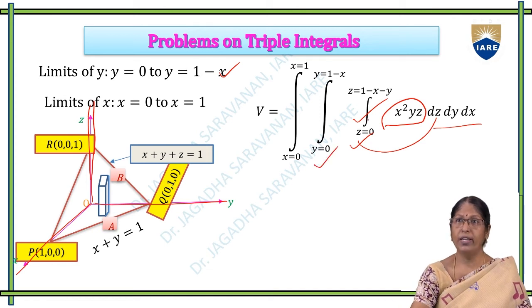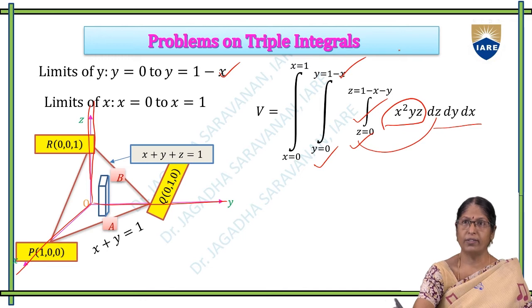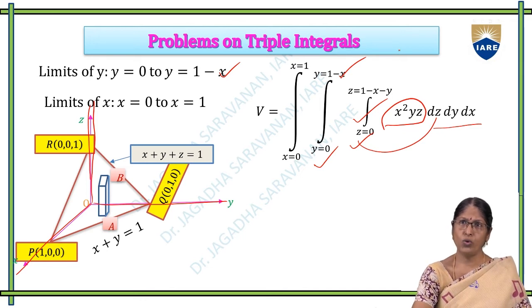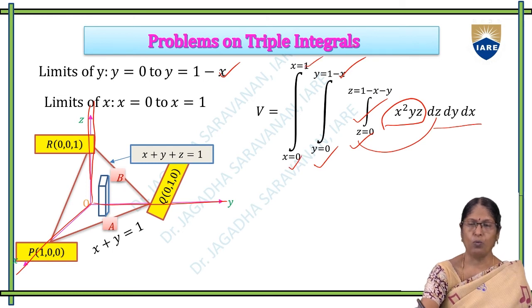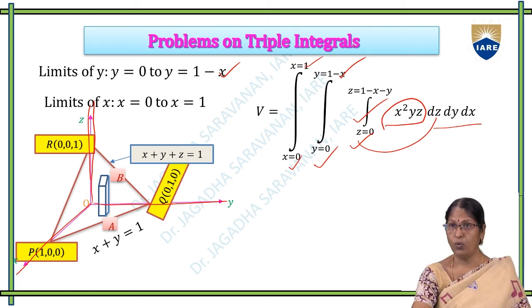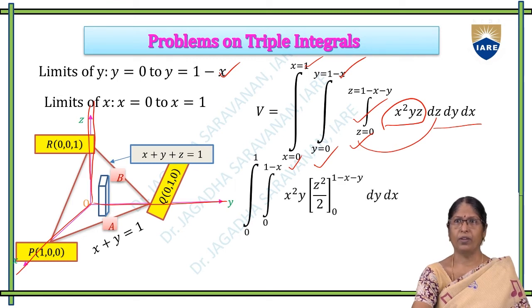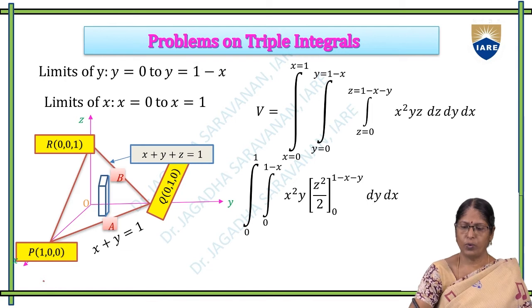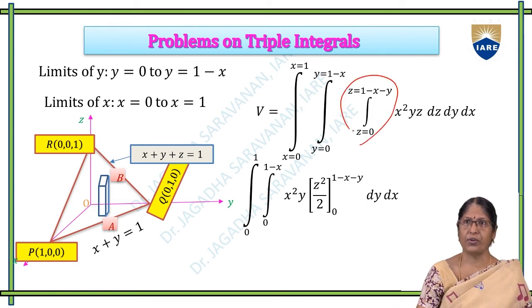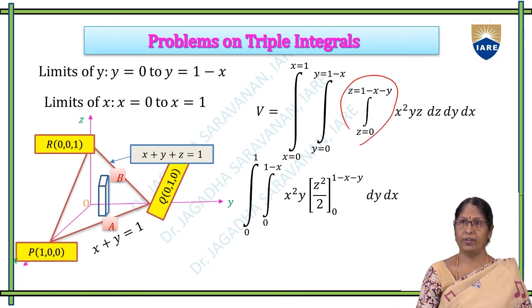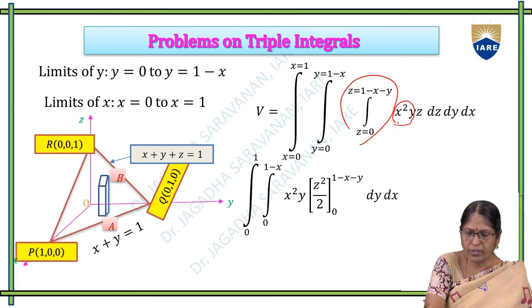Next, our middle integration is from y. From y is taking the value from 0 to 1 minus x. The outermost integration is from 0 to 1. Now, we are going to focus on the interior integration with respect to z, where x square y is there.